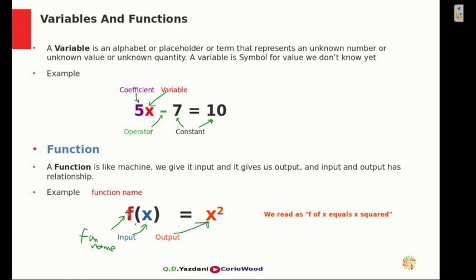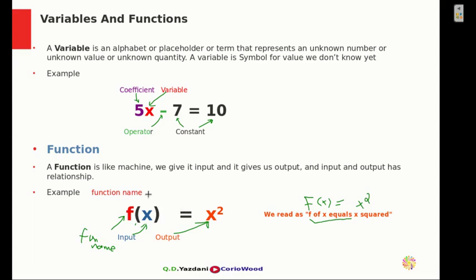So that's how we're gonna read that: f of x equals x squared. So we put an f of x equals x squared. That's how we're gonna read this one, x squared.